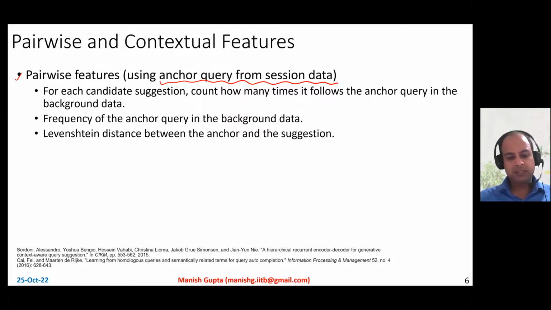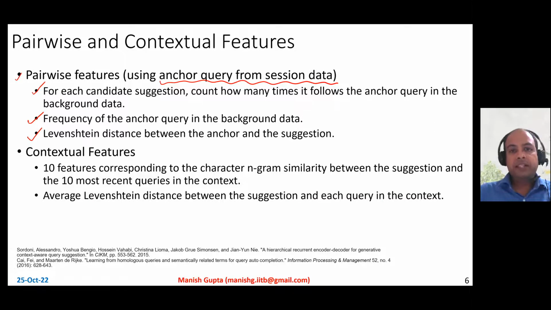You would want this next query to be more or less related to the anchor query, the previous query the user has already typed in, right? So for each candidate suggestion, you use this feature where you count the number of times you have seen the anchor query and the current suggestion co-occurring in the sessions in the query log, right? So that's one feature. Frequency of the anchor query in the query log or the background data is another feature. Also, edit distance between the anchor and the suggestion is yet another interesting feature to care for.